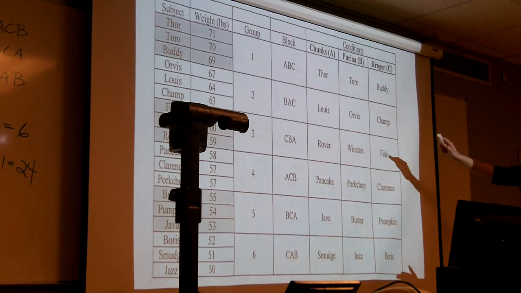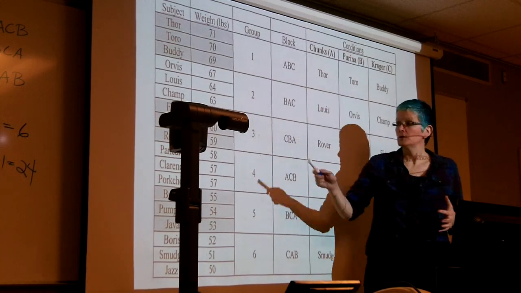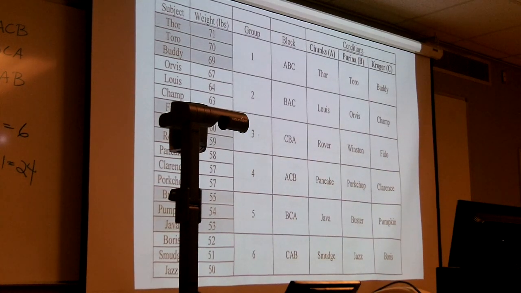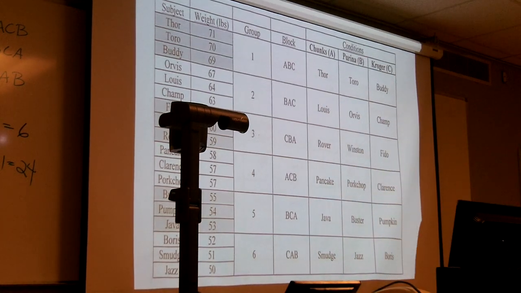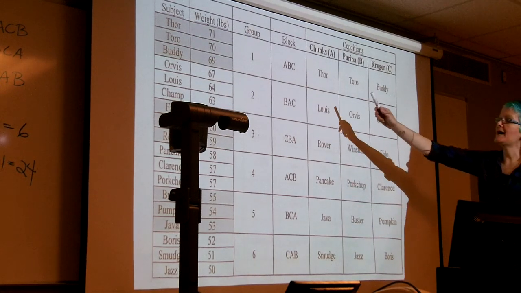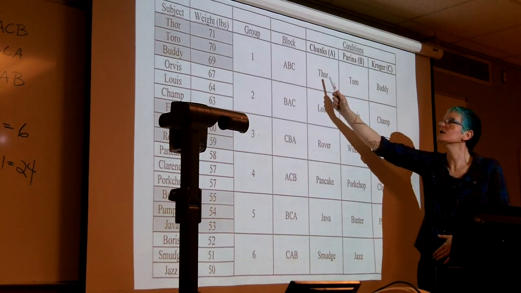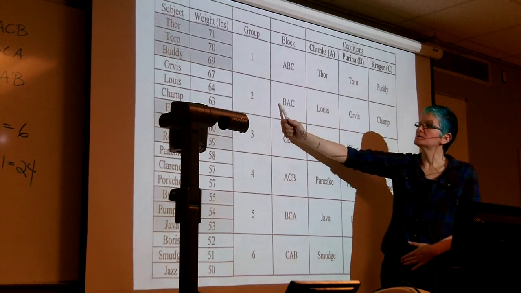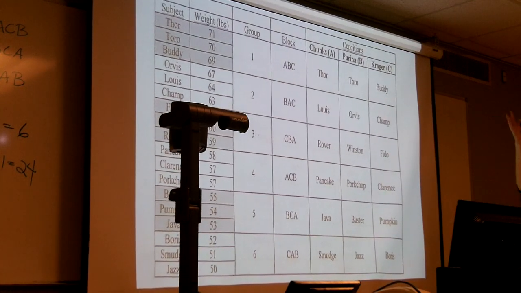And then I'm going to create groups. So group 1 is the heaviest 3 dogs. Group 2 is the next heaviest 3. Group 3 is the next heaviest 3, and so on, until I get down to the lightest 3 dogs. Then what I'm going to do is take those same blocks, same ones I used before, and now I'm going to apply them to the groups. So now I'm going to have Thor, Toro, and Buddy. I'm going to distribute them across the groups using ABC, so Thor, Toro, Buddy. BAC for this next group. So it's going to be Orvis, Lewis, Champ, and so forth, all the way down the list.